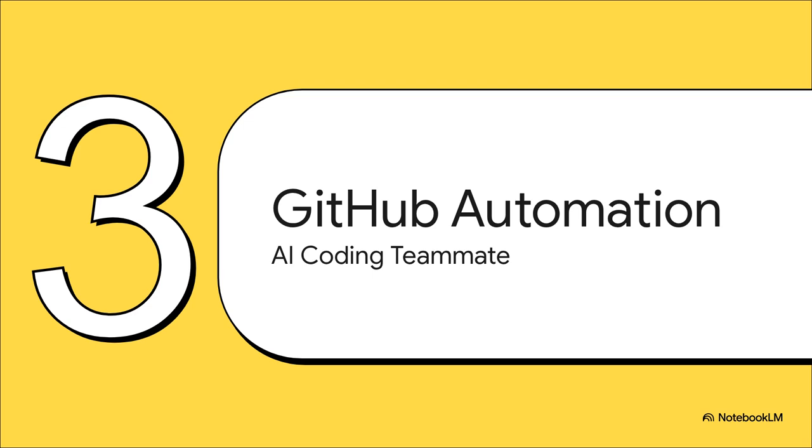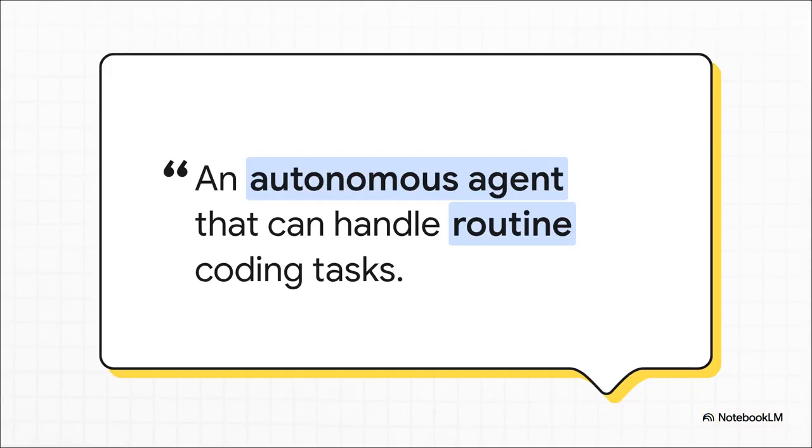Okay, so we've seen it as a planner. We've seen it as an integrated assistant in our IDE. But this next feature takes it to a whole other level. Let's talk about automating your GitHub workflow, because this is where Gemini CLI stops feeling like a tool and starts feeling like a true autonomous teammate. I think this quote from the developers really just says it all. The whole goal here is to create an autonomous agent that you can literally delegate work to, freeing you up from all those routine, time-consuming tasks that can really slow a project down.